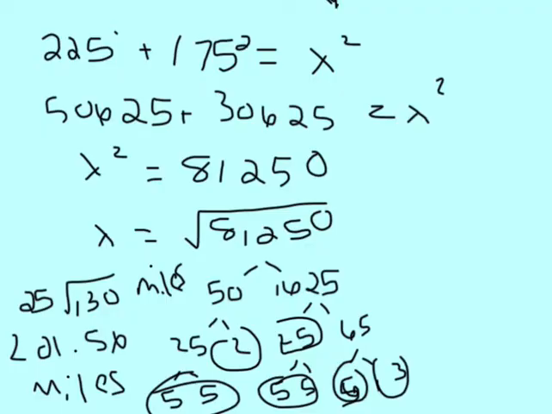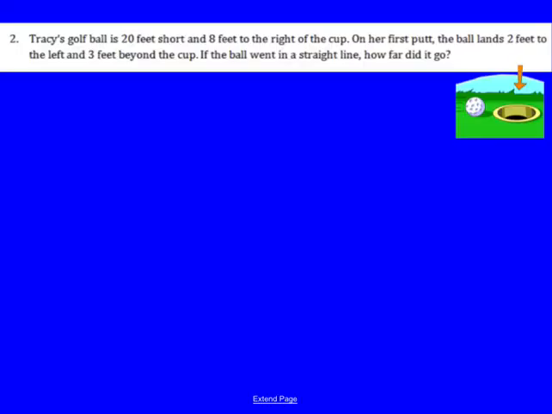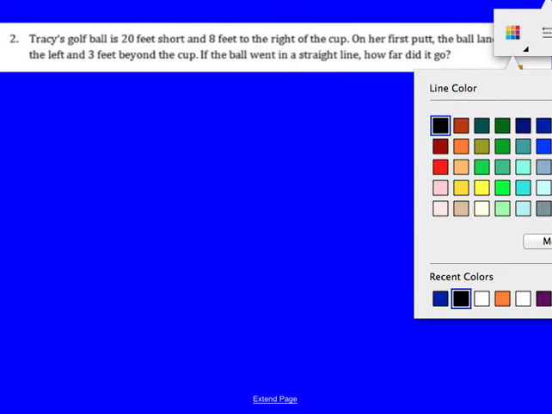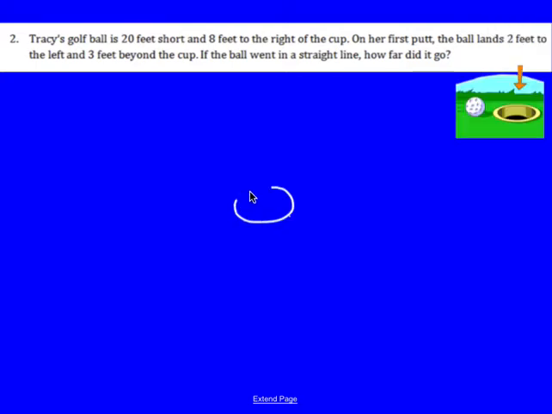Let's take a look at this golf ball problem. So Tracy's golf ball is 20 feet short and 8 feet to the right of the cup. So let's draw out our cup here. So here's our cup, and we're going to call this the point 0, 0. So that's going to be like our origin. And so it says that she fell 20 feet short, so she's going to be 20 feet short. And remember, when you go down, it's negative. And 8 feet to the right, that's going to be positive.